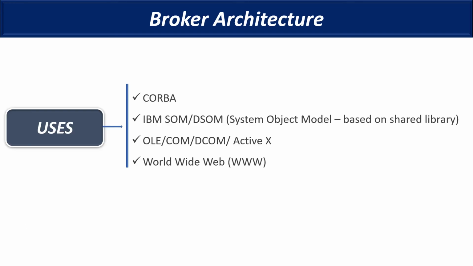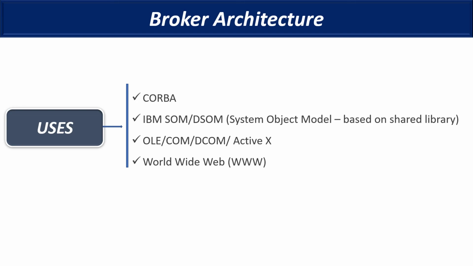So the use cases of broker architecture are huge. Common Object Request Broker Architectures, IBM SOM and DSOM, which is System Object Model, are based on shared libraries. So you are making something a library which is shared among different kinds of systems, and different kinds of systems can use it, which means that it is very reusable. If you make anything, any kind of code or applications, that you made as a library, you can use it on multiple systems. OLE, COM, DCOM, ActiveX in Microsoft services, different kinds of things use it. If you want to know more about OLE, COM, DCOM, you can search on Google and see why they use that kind of thing.